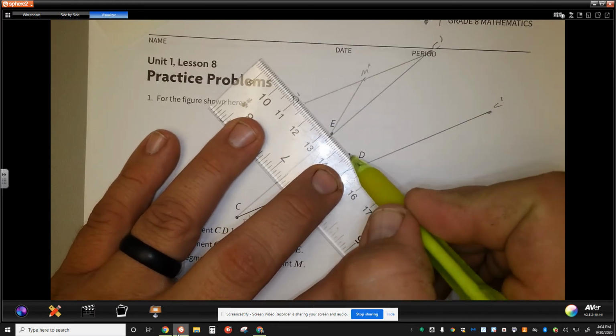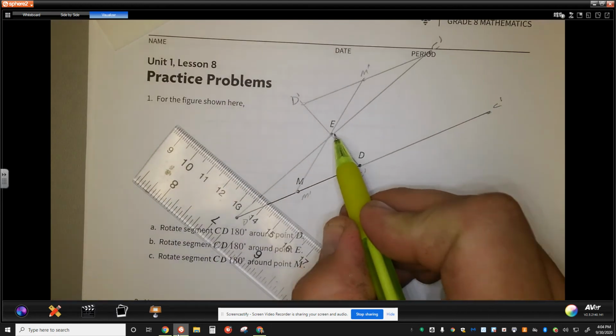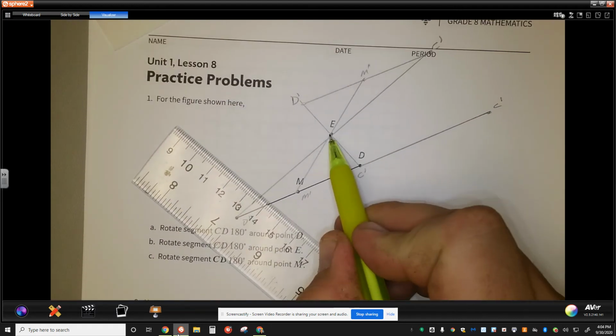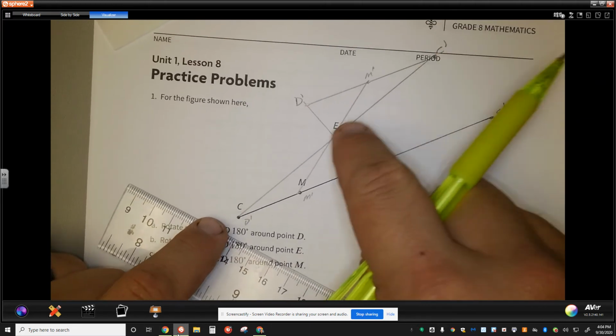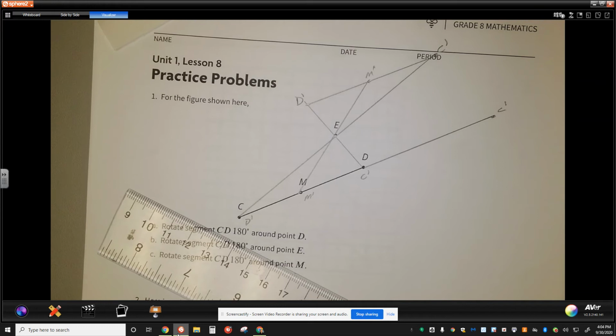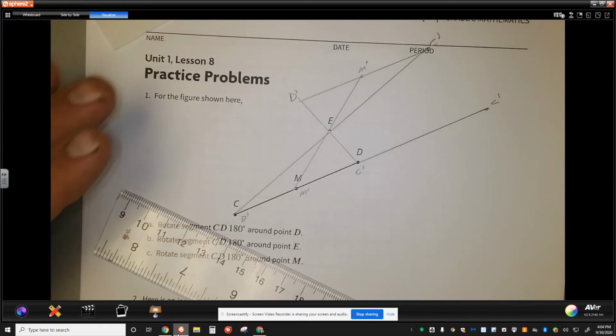And now if I was really, really good at this, I see that my line is just a tiny bit off, but I can see that there's an intersection of all three of those segments that match up corresponding points right to one point. This is a good indicator that I have a nice 180 degree rotation.